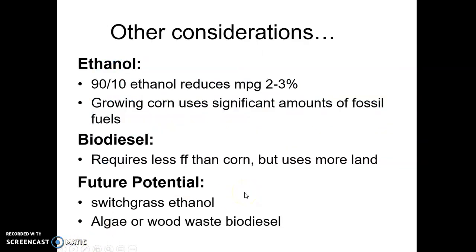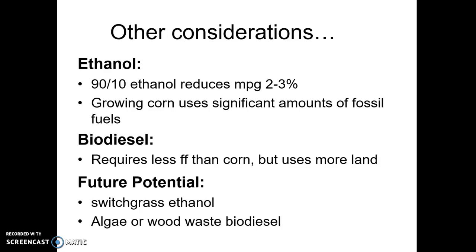But you do need to consider some other factors. Ethanol, as I previously mentioned, reduces the efficiency by about 2 to 3% in the miles per gallon. And growing corn uses significant amounts of fossil fuels. Biodiesels, again, require less fossil fuel than corn, but use more land, which we could use for other things such as food crops to feed a growing population.